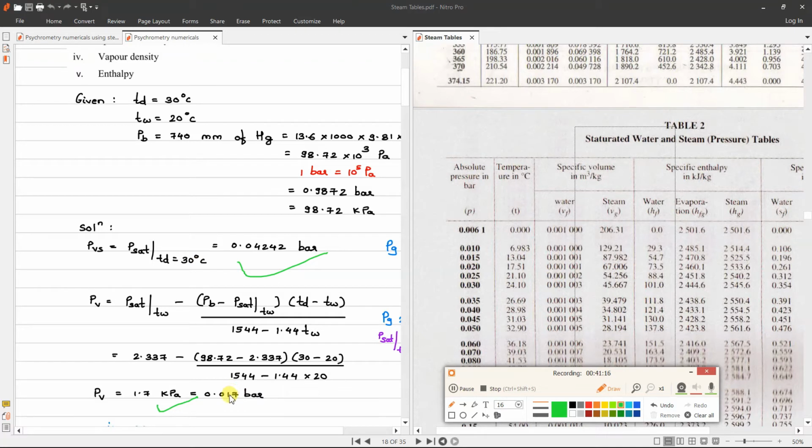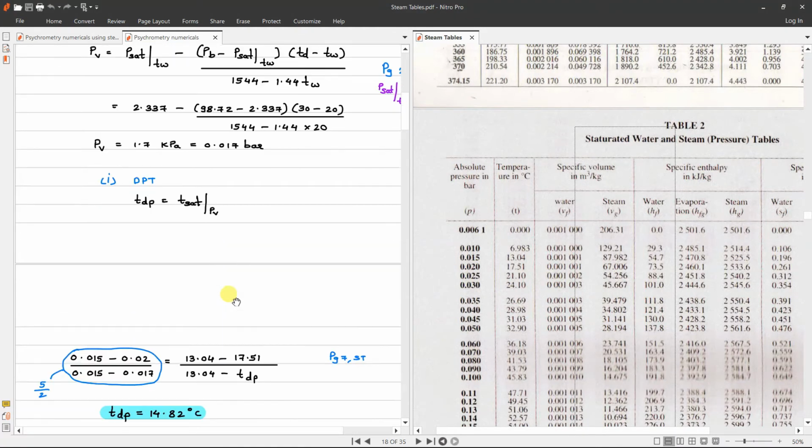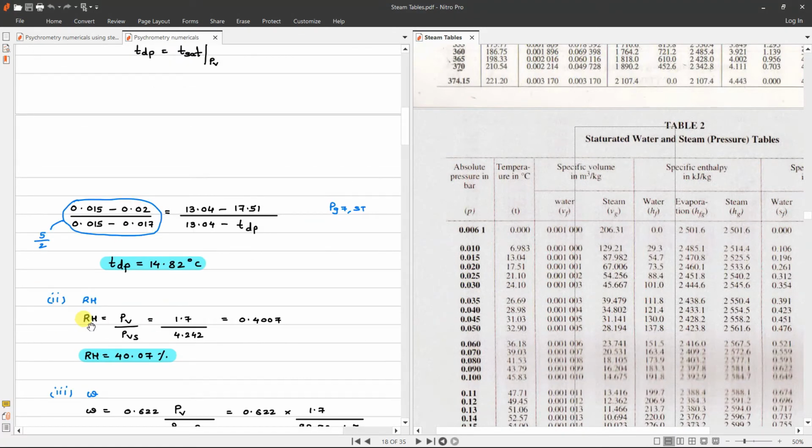Make sure you are using the same units. This is in bar, so this should also be in bar, or substitute in kilopascal, whatever, because it is there in numerator and denominator, so the unit will get cancelled. So question 2, RH is equal to PV upon PVS. Substitute the values either in kilopascal or bar, you will get a decimal. Multiply by 100, you will get RH in percentage, 40.07%.